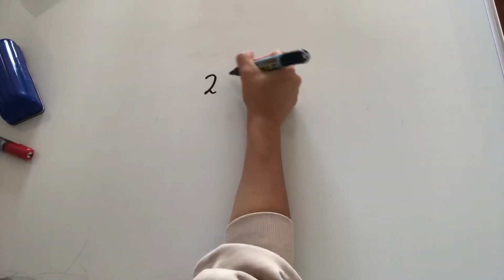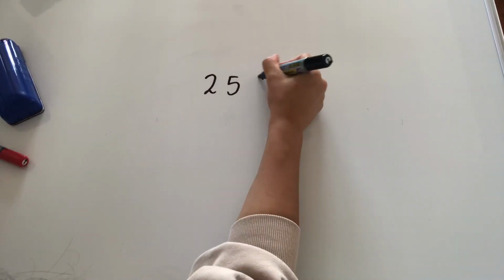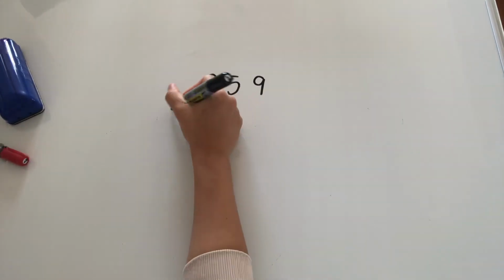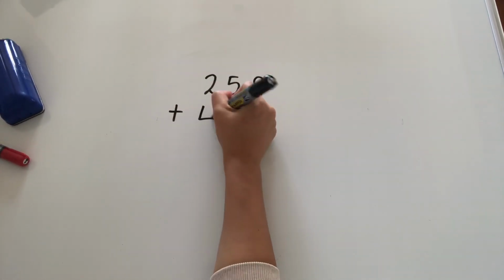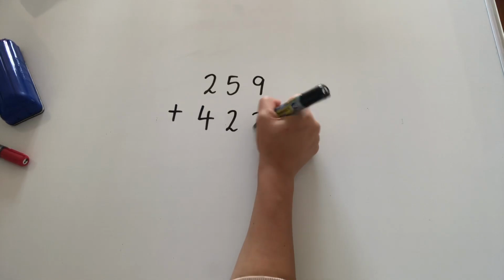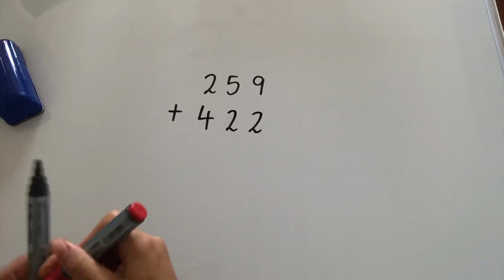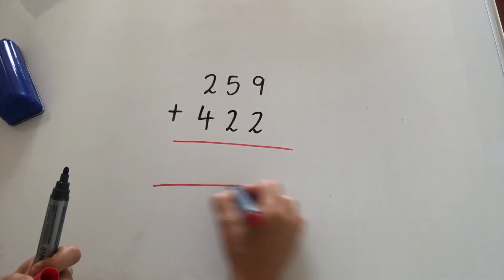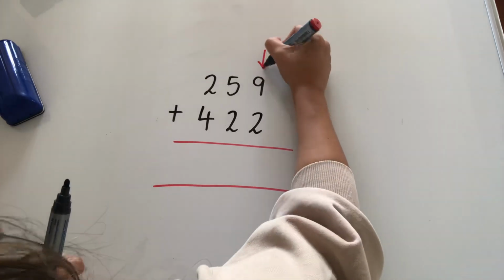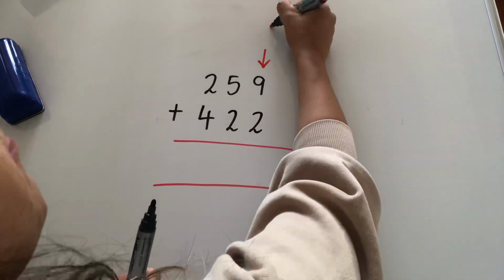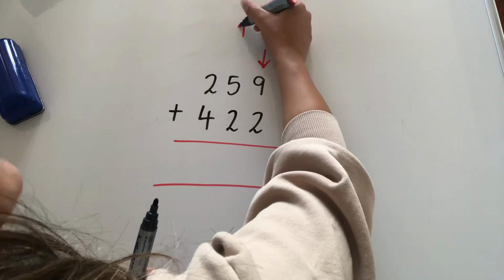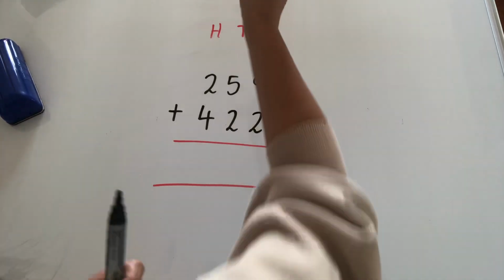Let's do one more equation together before you guys go off and do your own equations. So 259 add 422. Remembering to line up all our place value columns, I'm going to put my arrow there to remind me that I must start with my ones, then I move to my tens and my hundreds.